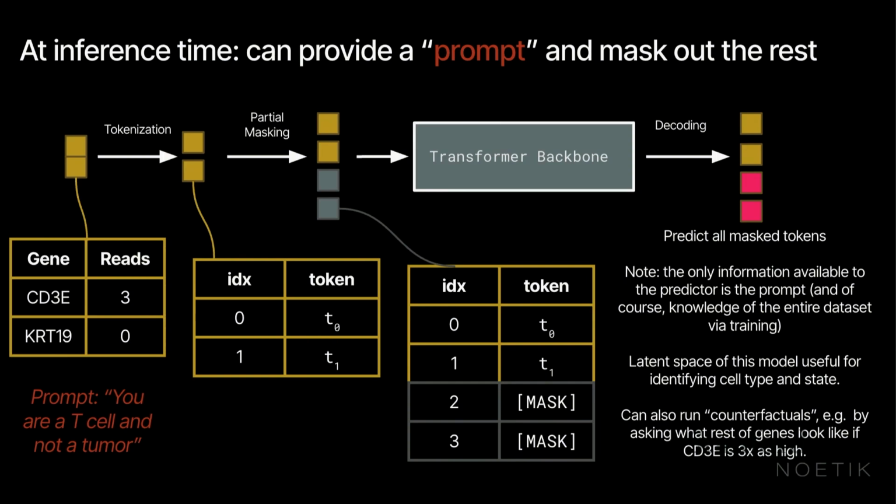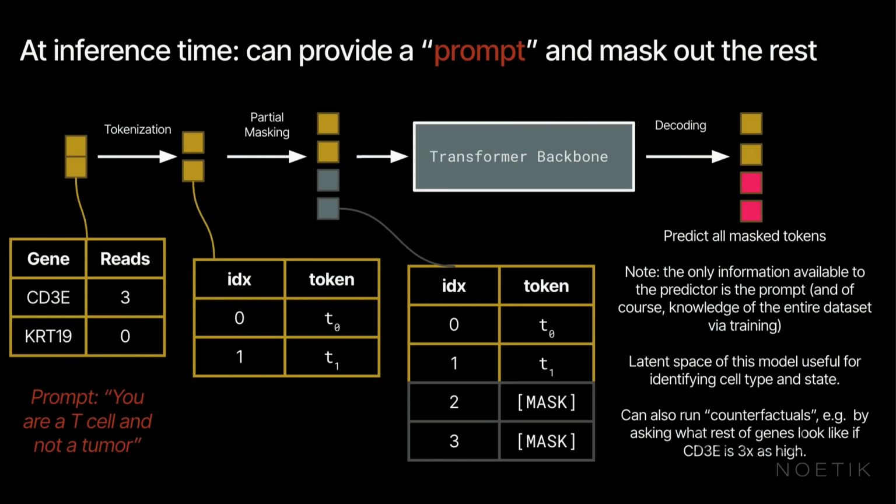And if you've learned from this huge data set, you might think maybe the best you can do is say, well, okay, what does the average T cell look like? Because all I've told you is you have this T cell marker, CD3E, and you're definitely not a tumor cell because you're expressing none of this keratin marker.